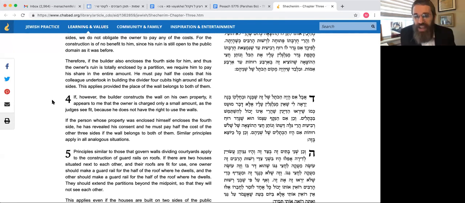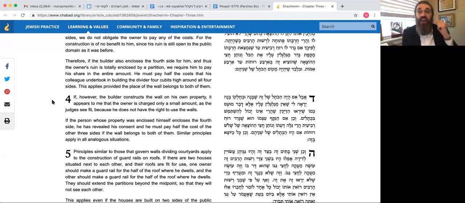And now there's one more case that's actually interesting. The second half of 4 is interesting. Going back to the case where you build 3 walls around my property. What was the law if you built 3 walls around my property? The law is that I don't have to chip in. Why don't I have to chip in? Because I didn't get any benefit. Now, this is similar to what we said last week.